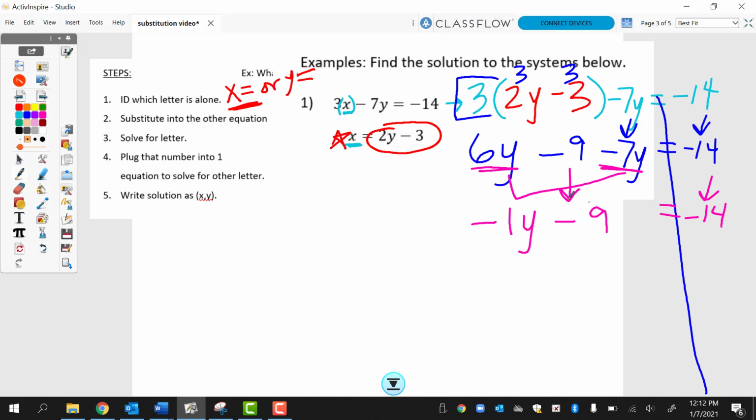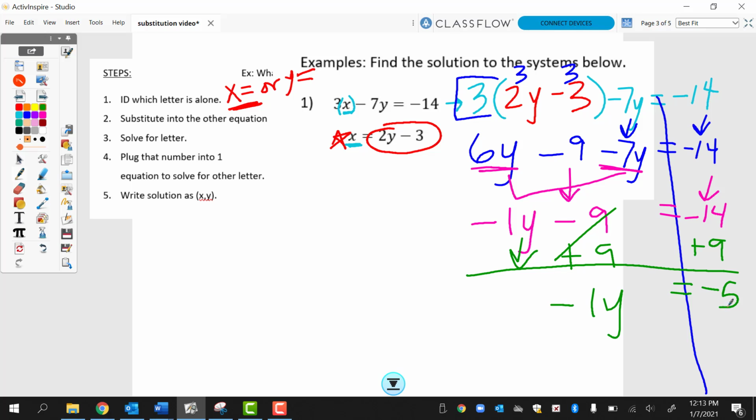I need to move naked numbers to the other side. So naked number is negative 9. I got to move it. I got to do the opposite to move it to the other side. So I'm going to plus 9. Plus 9. Goodbye, 9. Drop down negative 1y. Equals negative 14 plus 9. You're going to type that in the calculator. You're going to get negative 5. And then the last step, I got to divide by negative 1.